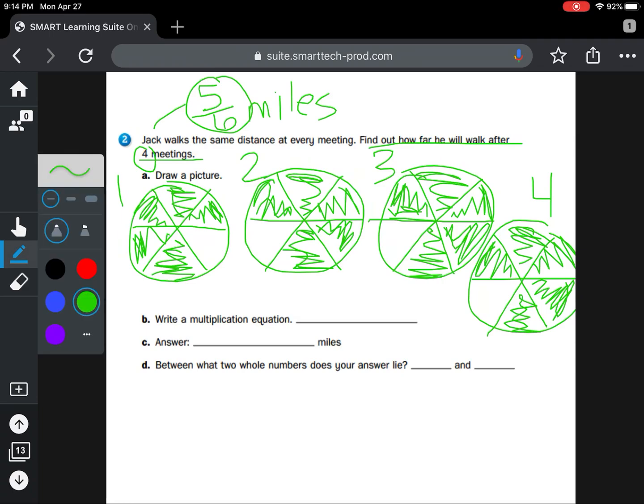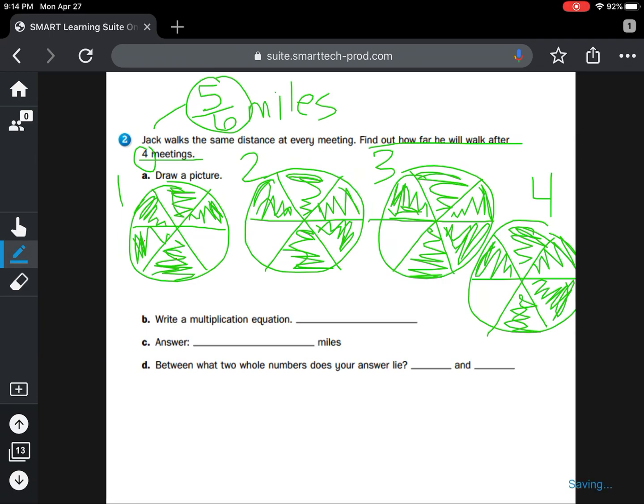We know this is 1/6, 2/6, 3/6, 4/6, 5/6, 6/6, 7/6, 8/6, 9/6, 10/6, 11, 12, 13, 14, 15, 16, 17, 18, 19, 20. So if you add them all up, your answer is going to be 20/6, which is definitely an improper fraction.